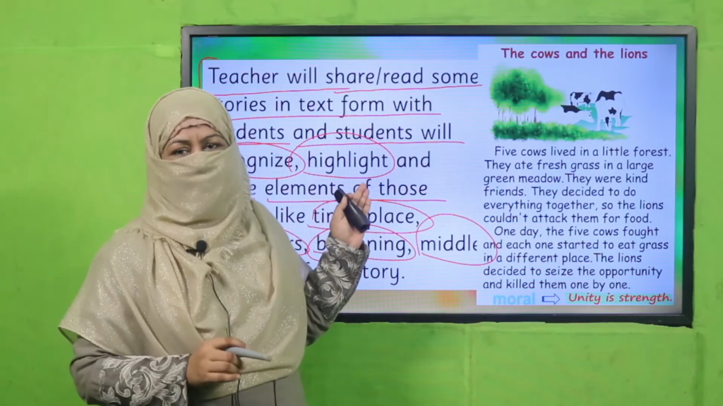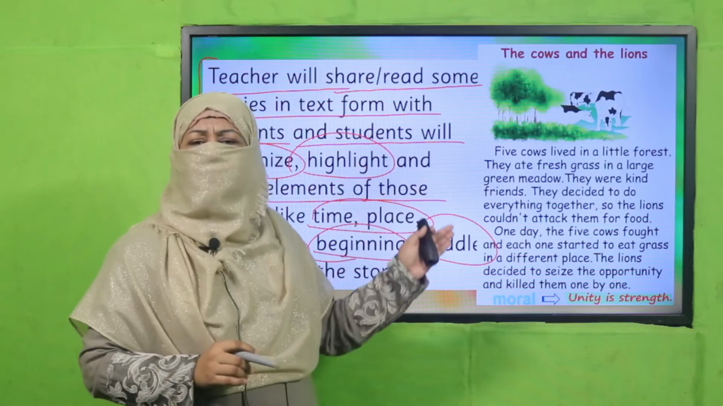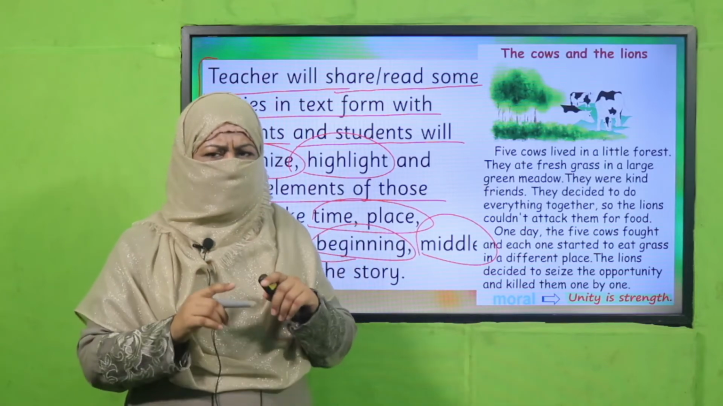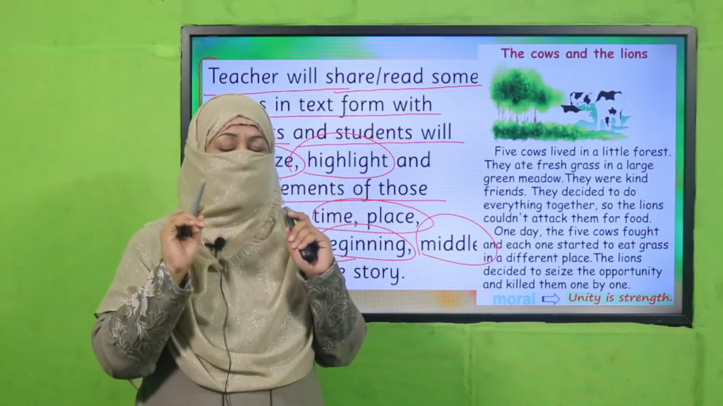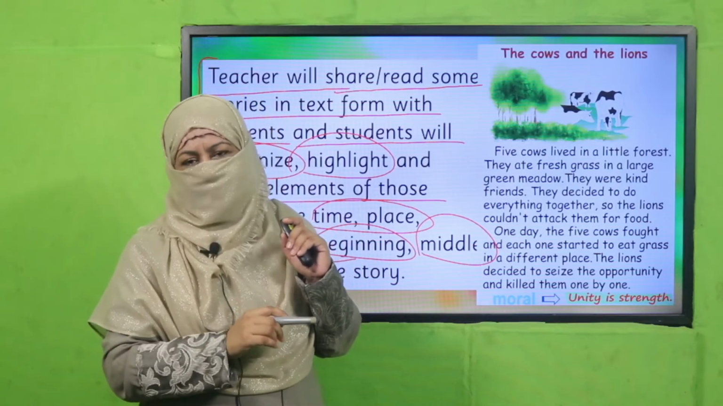Then we'll practice it from the book. So pause the video, enjoy this beautiful activity. All of you should participate, because all of you are going to write a story after this. So learn it properly, and when you are done with this activity, kindly come back.